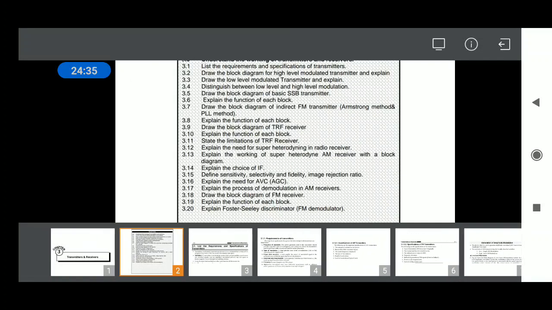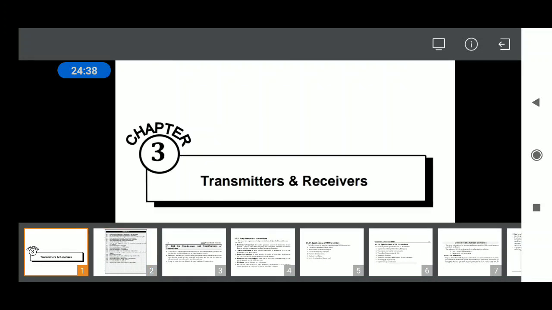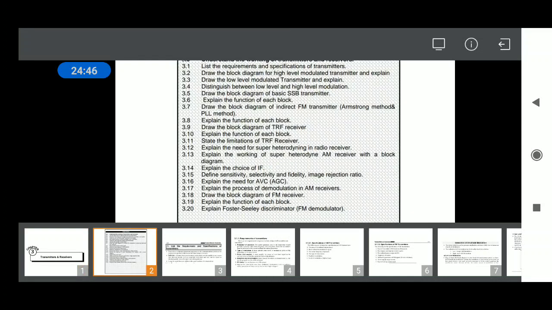So in transmitters and receivers, there are AM transmitters and FM transmitters, AM receivers and FM receivers. In AM transmitters we discussed low level, high level and SSB transmitters, whereas in FM transmitters we discussed the PLL FM transmitter as well as the Armstrong FM transmitter. In the case of receivers, in AM receivers we discussed two receivers, the TRF receiver and the superheterodyne receiver, and in FM receivers we discussed only one receiver, the Foster-Seeley discriminator, FSD.